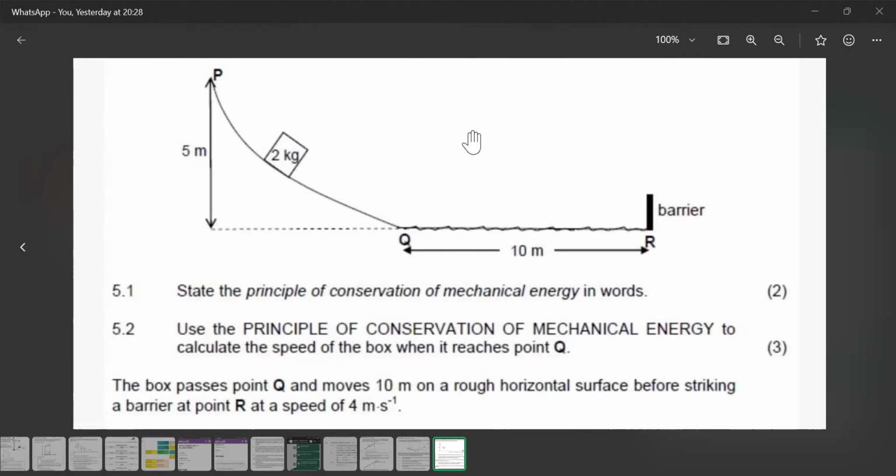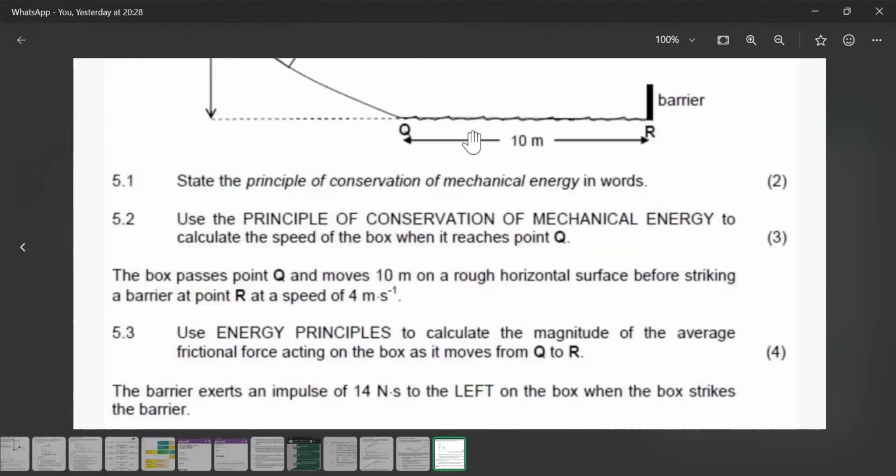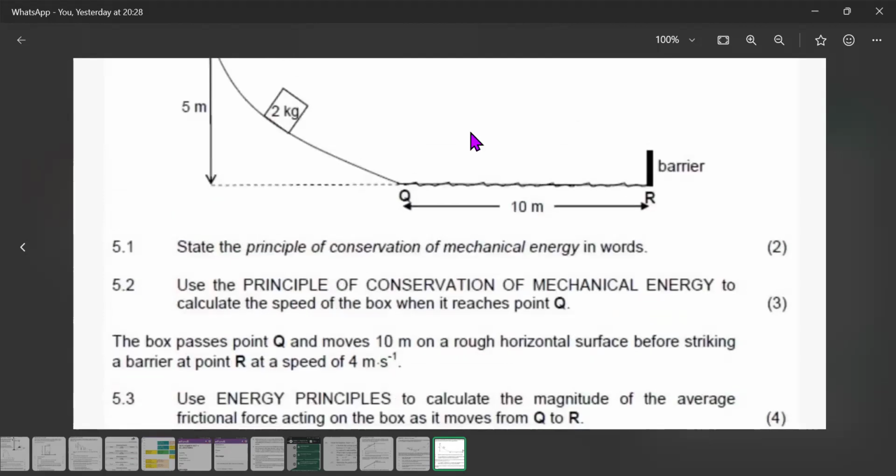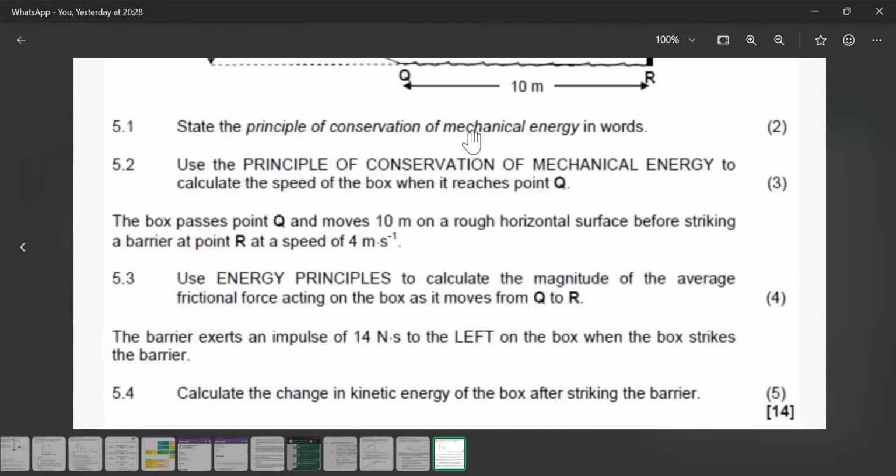So what do I mean by that? What I mean is this velocity of 4 meters per second is now the initial velocity in the context of impulse. Now, what we need to do is to find the final velocity given the change in momentum of this object.